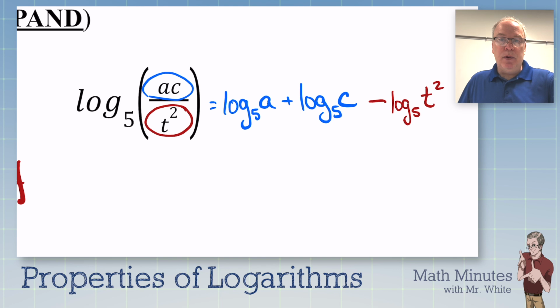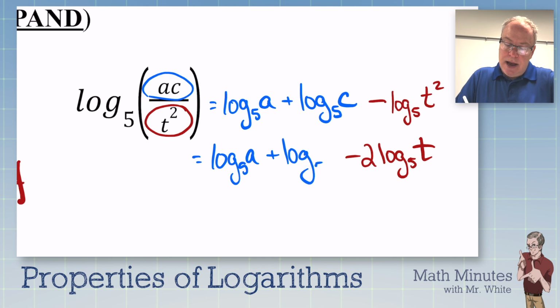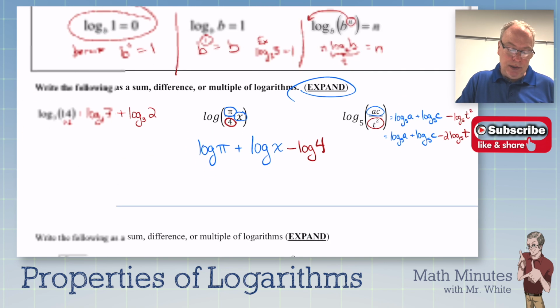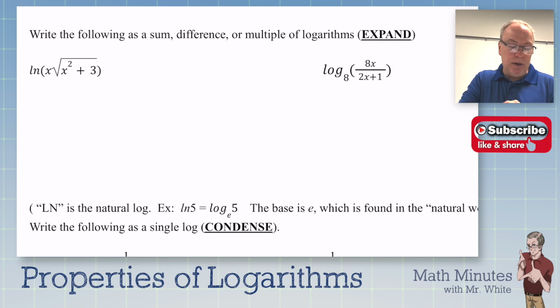What can we do with exponents? There's one more step we can do here. We're going to throw that out front of this red term, the one that was in the denominator. So log base 5 of A plus log base 5 of C minus 2 log base 5 of T. So that's called expanding. So whenever the directions say expand, you split it up. You split the logs, okay? Split the logs.